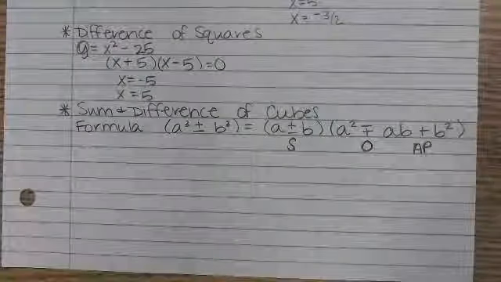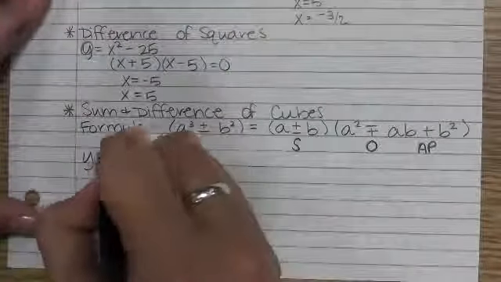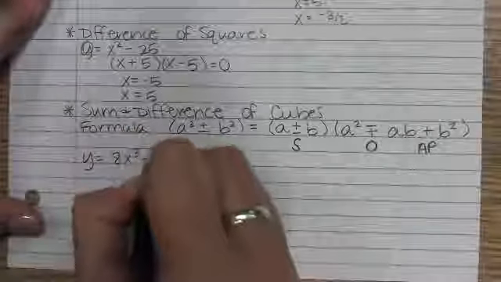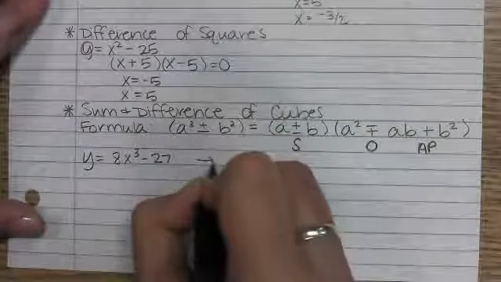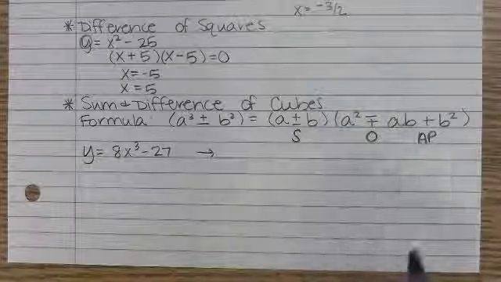So that's how I remember that. Okay, so here's our example on this one. We've got y equals 8x to the third minus 27. And the first thing I need to do is figure out what my a and my b are so that I can plug them into this formula.